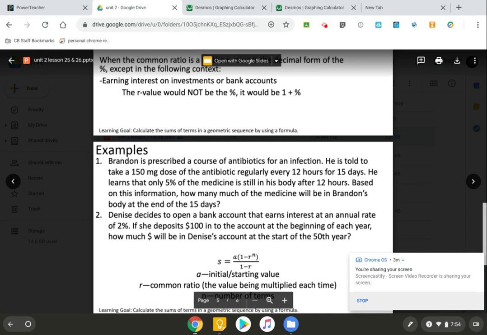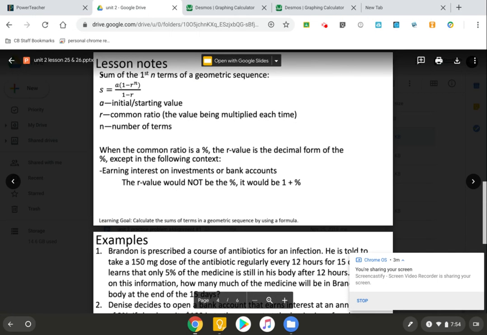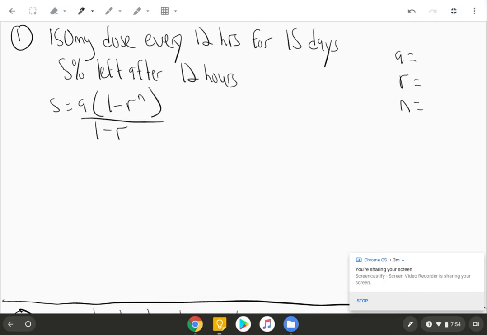So A, remember, is the initial or the starting value. In this case, it's the medicine that he takes. In this case, that's going to be the 150 milligram dosage that he takes every 12 hours. So our initial value is the 150 milligrams.